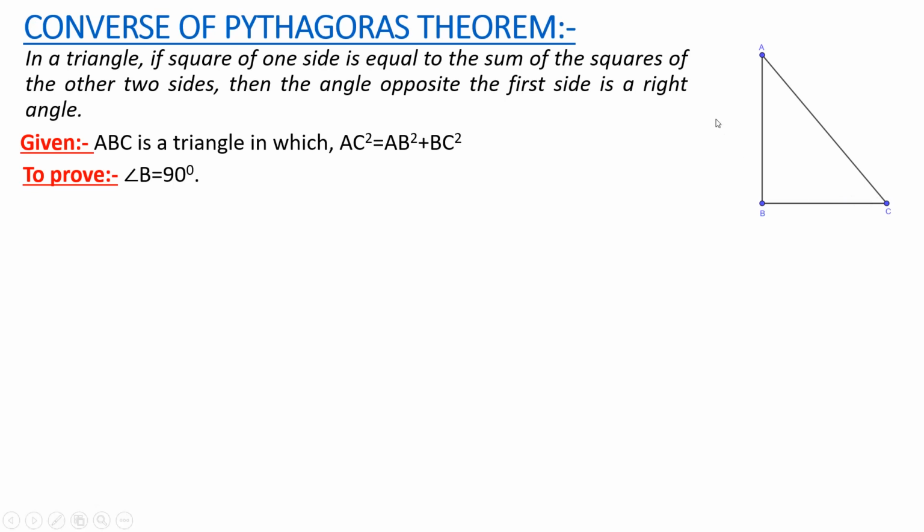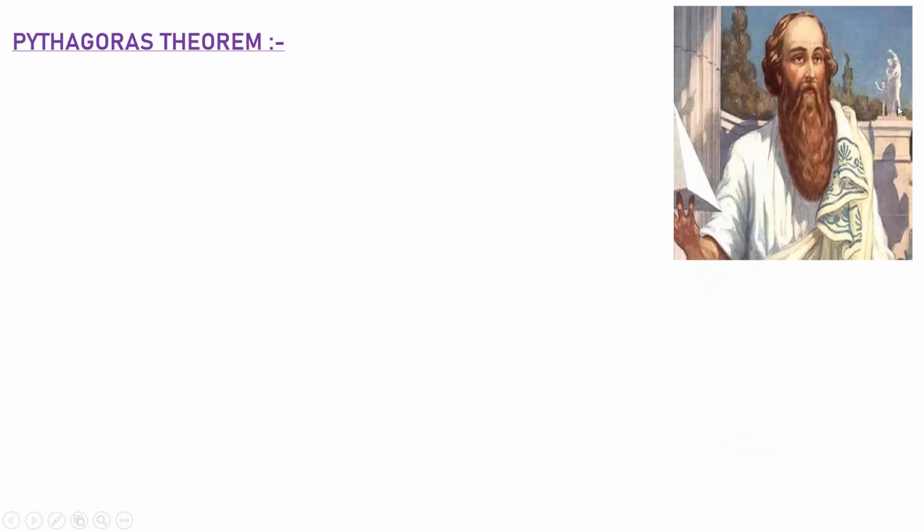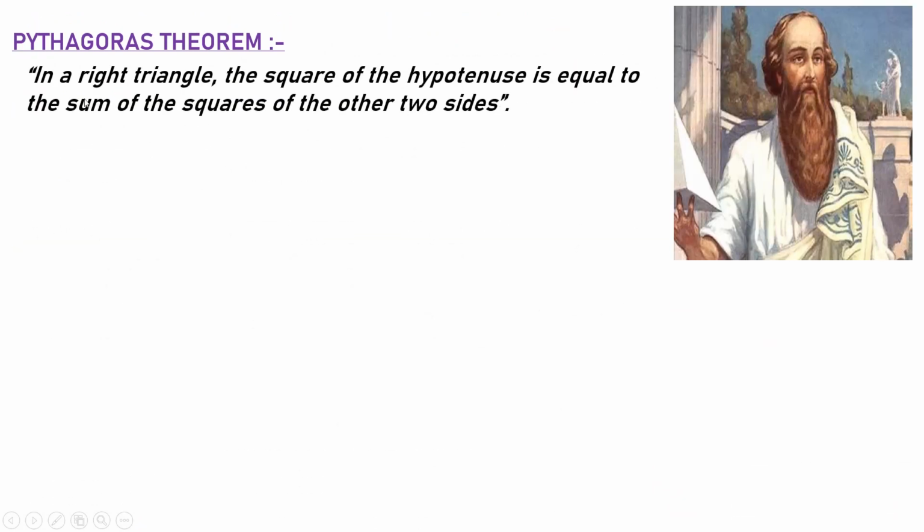Before going to prove this theorem and before doing some constructions, let us observe the difference between the Converse of Pythagoras theorem and Pythagoras theorem. In Pythagoras theorem, basically a right triangle is given, but in the Converse of Pythagoras theorem, we have to prove the given triangle is a right triangle. In Pythagoras theorem, in a right triangle, the square of the hypotenuse is equal to the sum of the squares of the other two sides.